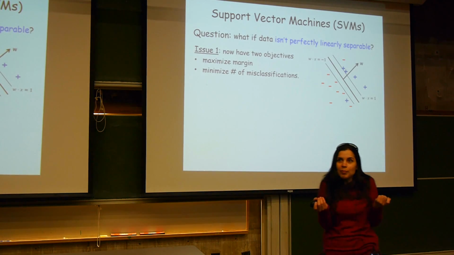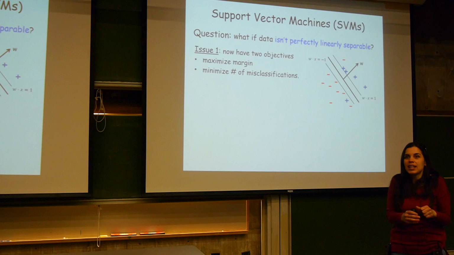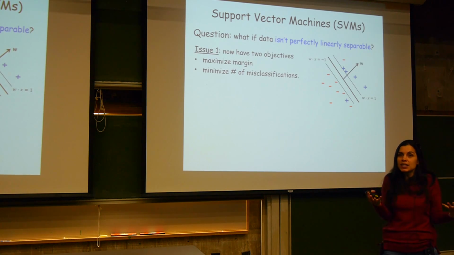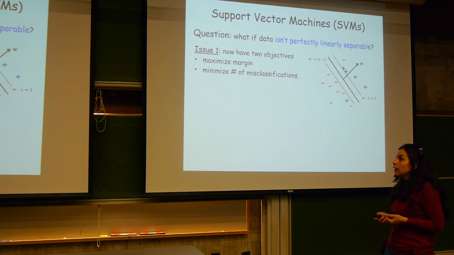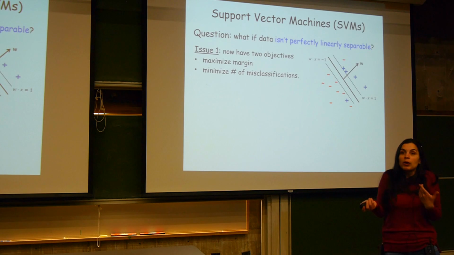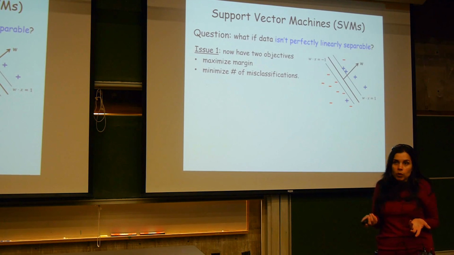But from the way I describe it, I already put in two objectives. I said I want to have a margin as large as possible, and I want to minimize the number of mistakes. So these are two objectives. So it's really a multi-objective problem, right? And I have to somehow trade them off.